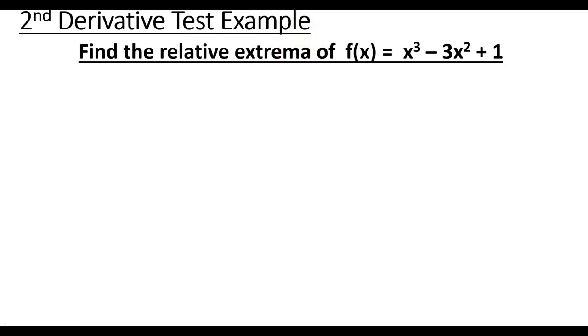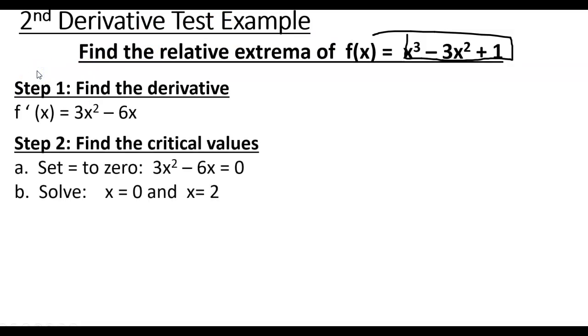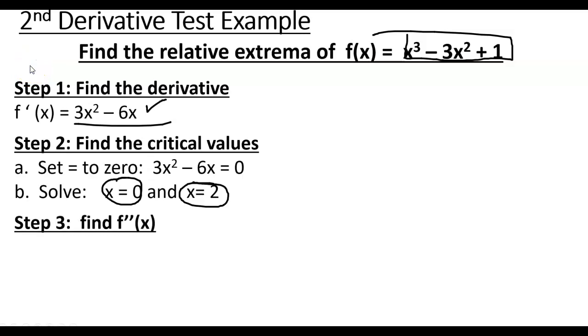I'm going to be using the same example we had before, so I want to find the relative extrema of this function. So step 1 is to find the first derivative. Find the critical values by setting it equal to 0 and solving, and I get 0 and 2. Once again, you're also supposed to find where it's undefined, but that's pointless because that's a polynomial and they're never undefined.